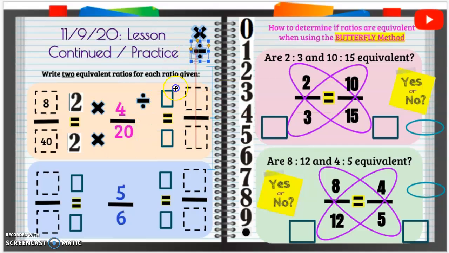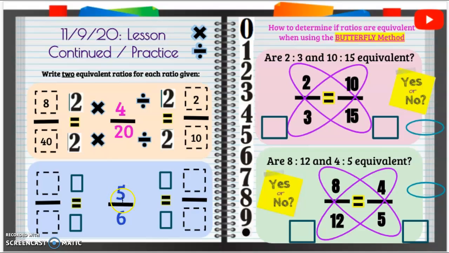What if we divided both the top and bottom? What if we divided both the numerator and denominator by 2? We could do that. 4 divided by 2 and 20 divided by 2. So 4 divided by 2 is going to be 2. And 20 divided by 2 is going to be 10. So 2/10 is the same as 4/20ths, and it's the same as 8/40ths. So that's it for the first part.